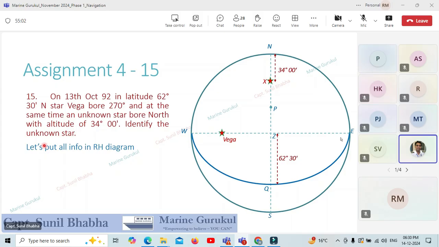So it will always be north, either below the pole or above the pole. That doesn't make any difference. Yes, that's right. Okay, thank you, sir.